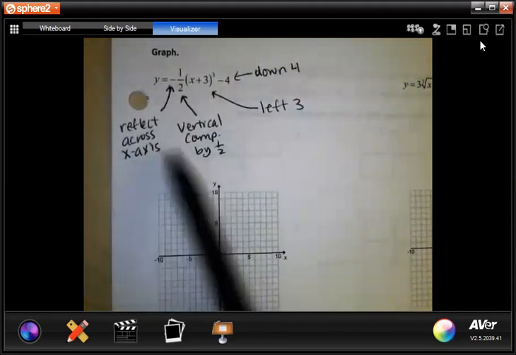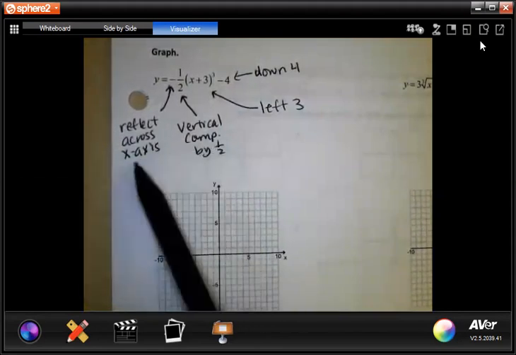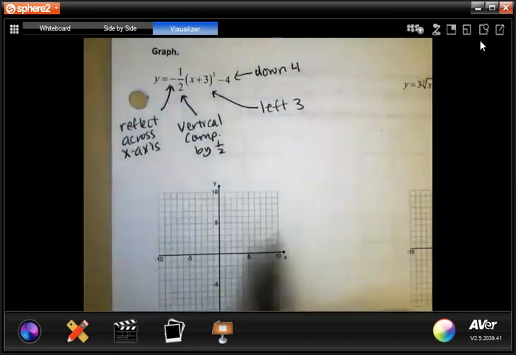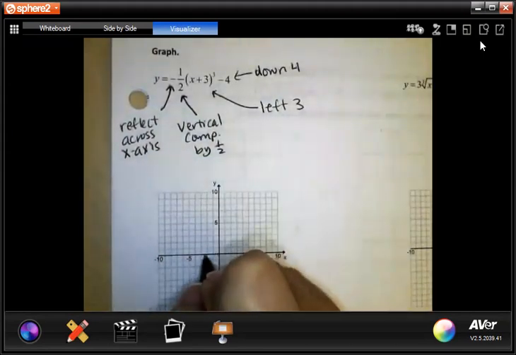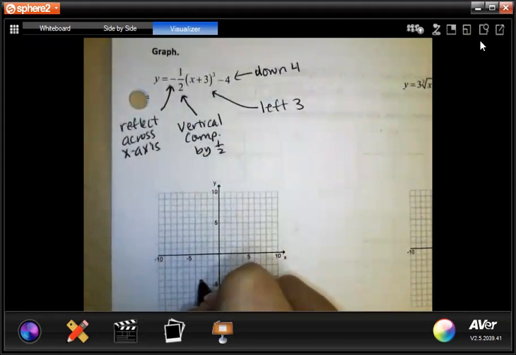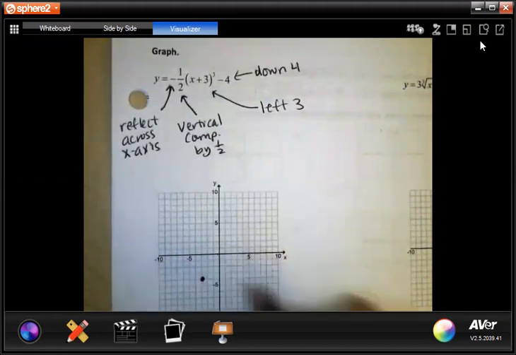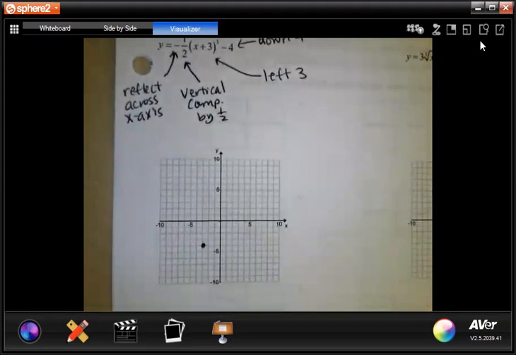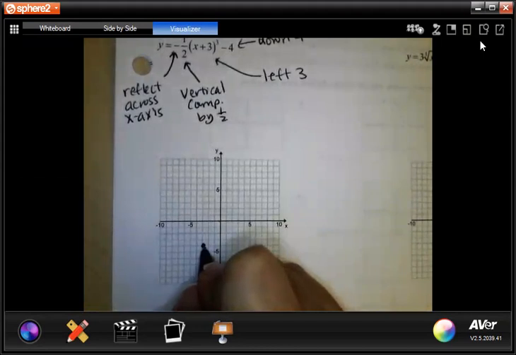These two are not going to affect my vertex. Because it's at 0, 0, when I multiply 0, 0 times negative 1/2, it does not do anything. However, the left 3 and down 4 is. So left 3 and down 4 puts my vertex right there. Now you can individually do each point, but you can start from this point and know that the next point over is supposed to go to the right one and up 1.